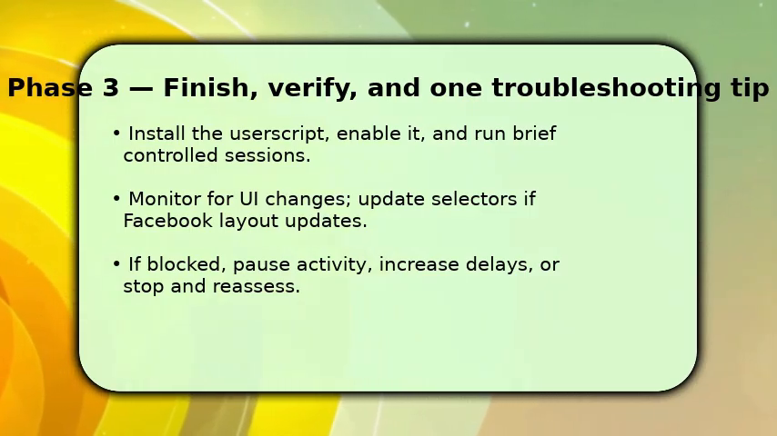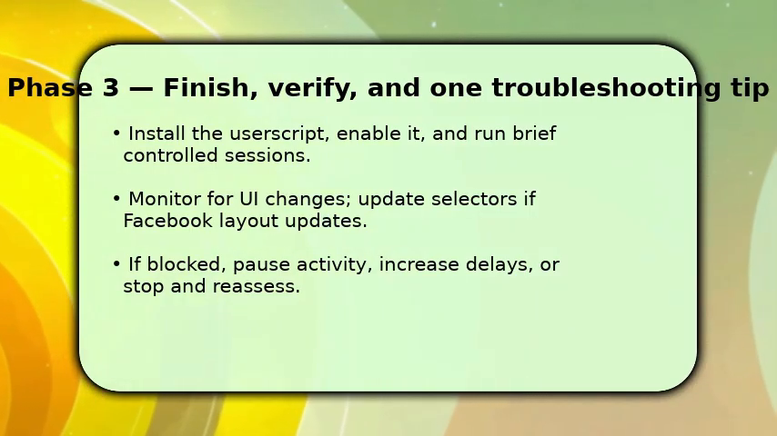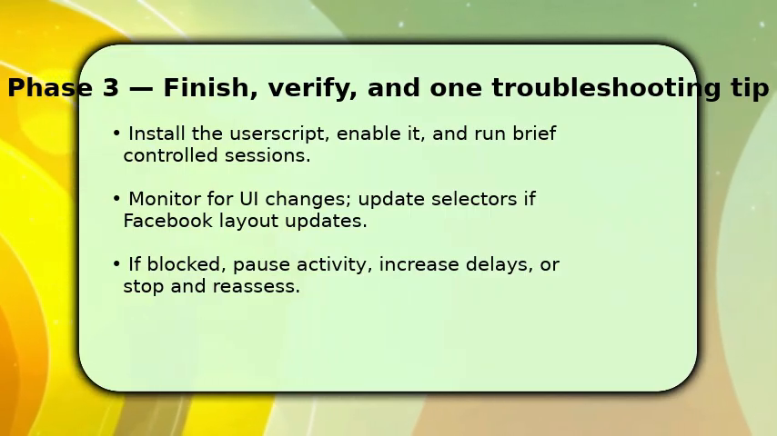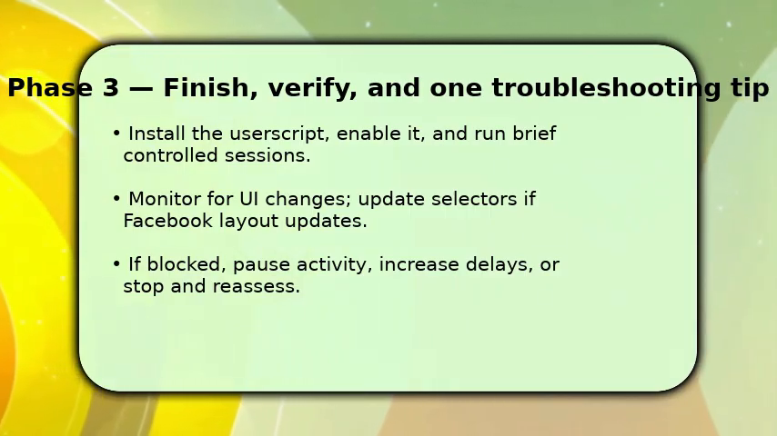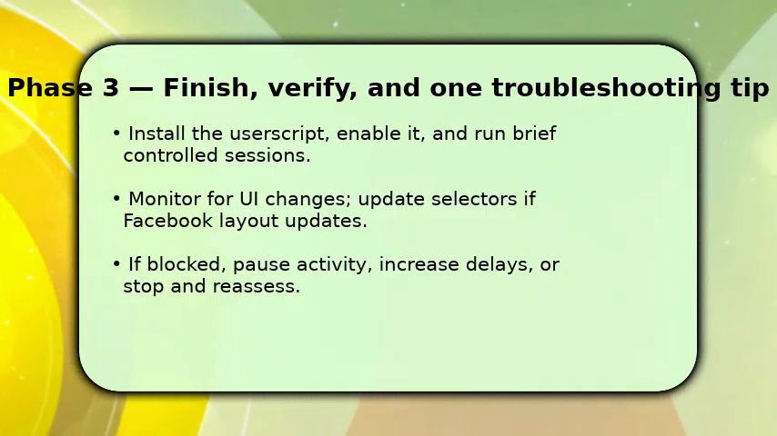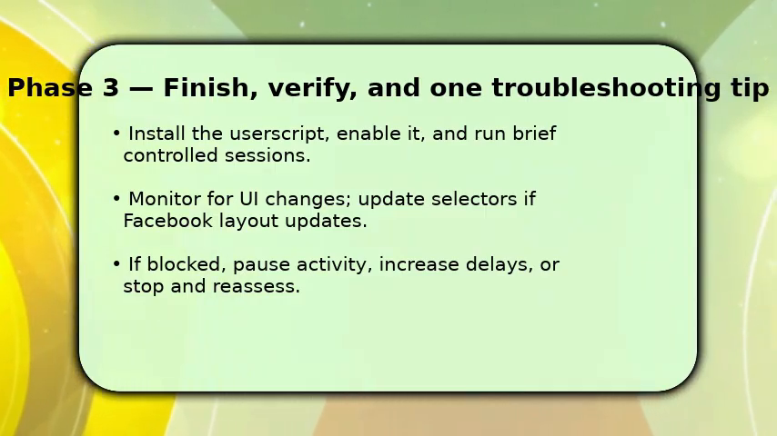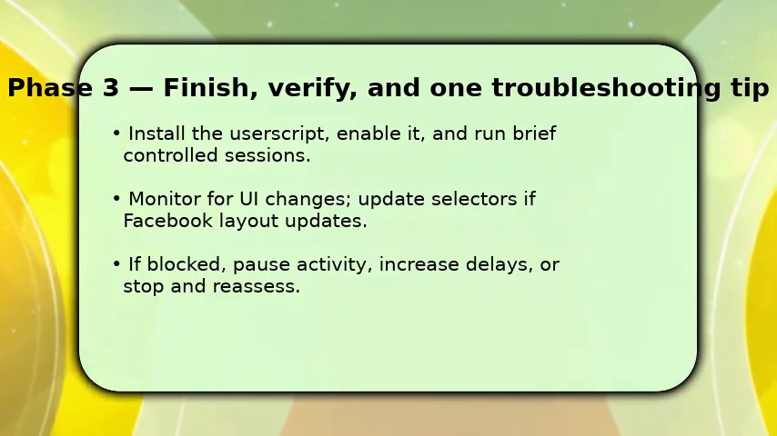If Facebook changes its UI, update the selector logic. Once done, increase delays and reduce frequency to lower detection risk. If you get blocked, pause automation immediately, wait, and then reassess your approach before resuming.